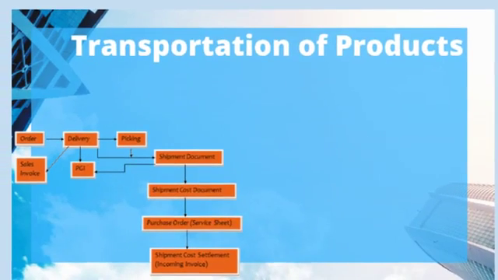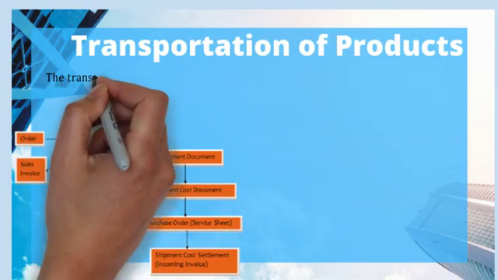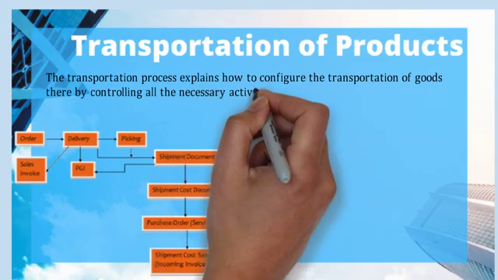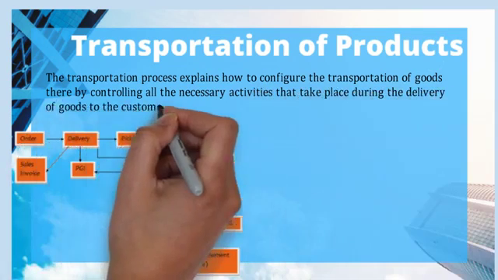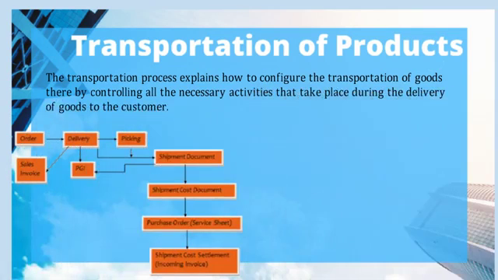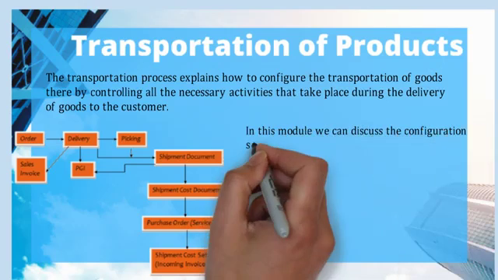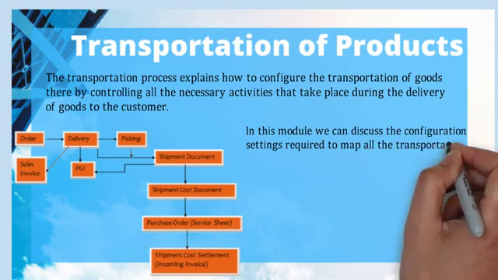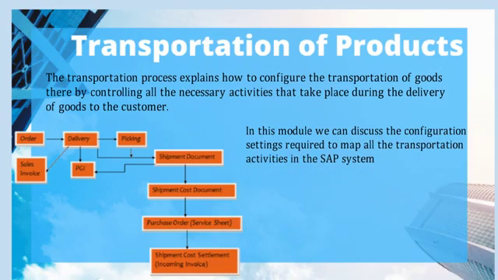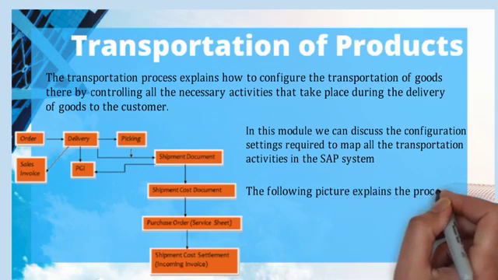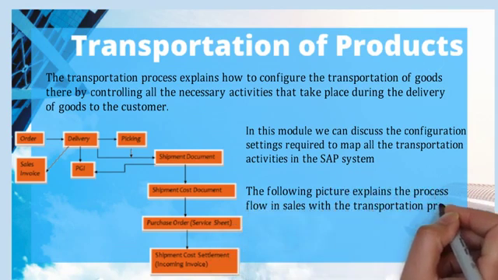Transportation of products. The transportation process explains how to configure the transportation of goods, thereby controlling all the necessary activities that take place during the delivery of goods to the customer. In this module we can discuss the configuration settings required to map all the transportation activities in the SAP system. The following picture explains the process flow in sales with the transportation process.